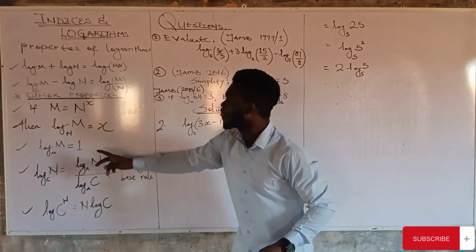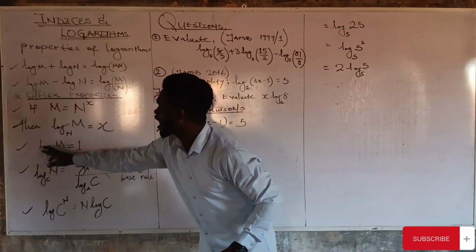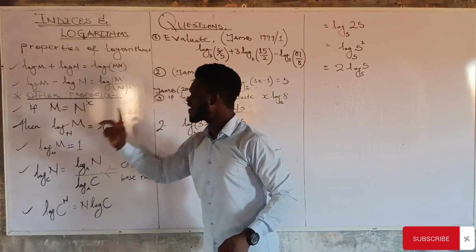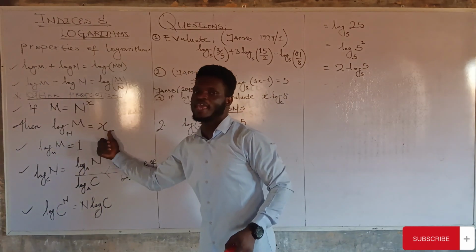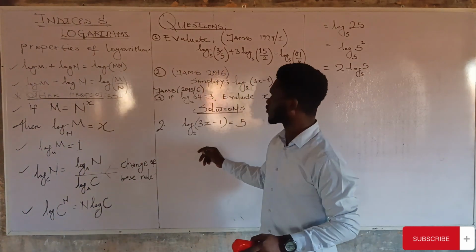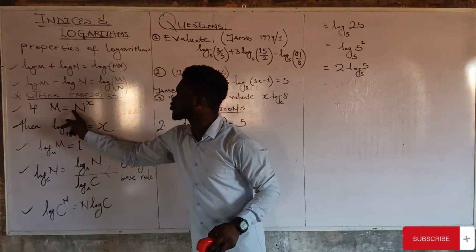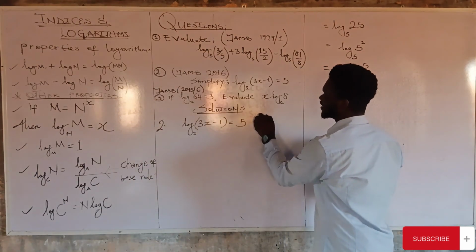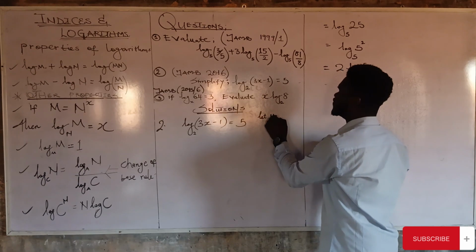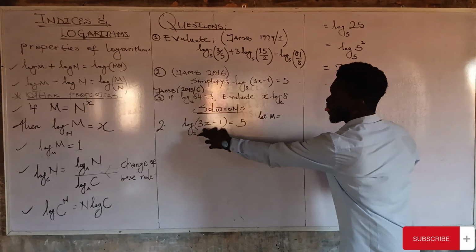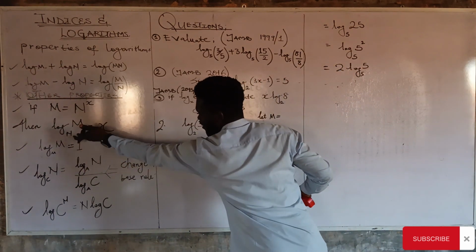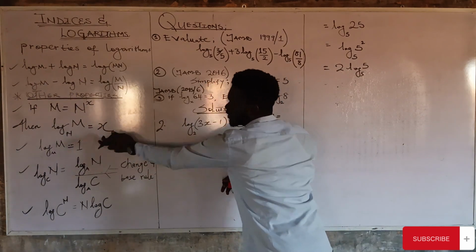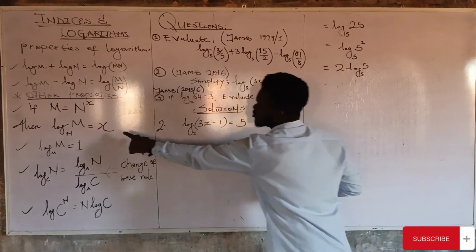So the law says that whenever we have log m base n is equal to x, then we can say that m is equal to n raised to the power of x. So you don't get mistaken, you can say let m be equal to, let's try to put these two together, this one and this one.